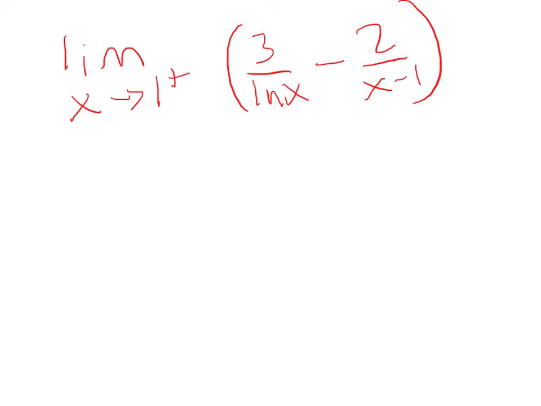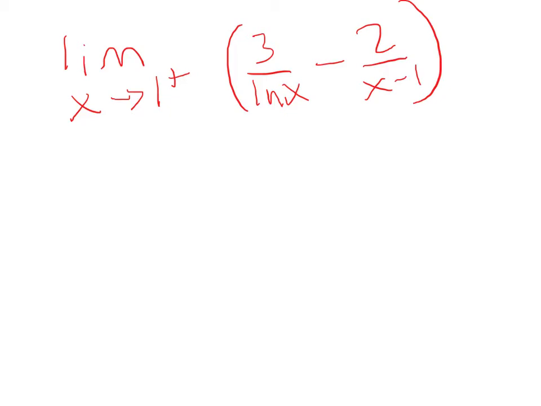Today we'll be doing an example of L'Hopital's rule. So our first problem is the limit as x approaches 1 from the right side of the graph, so from the positive side only, of 3 over natural log of x minus 2 over x minus 1. So this looks a little complicated, but it's really not that bad.